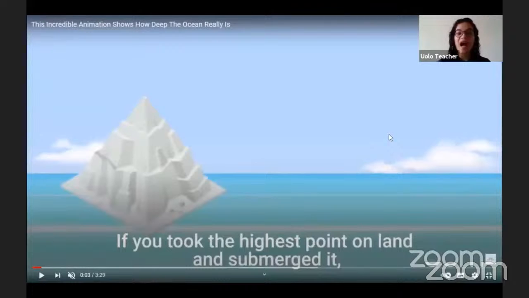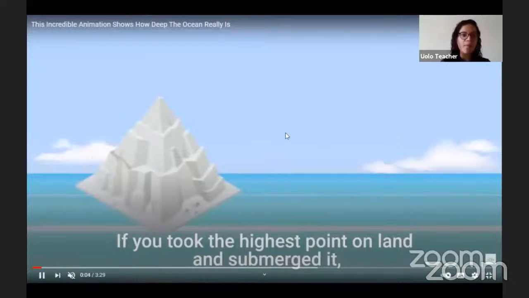So if we take the highest point on land and submerge it in water, in the ocean, what do you mean by submerge? Put it deep inside the ocean. Like you take a water and you put, don't put your phone, okay? You put a pencil in it, and that's called submerging it. Okay, so if you take the highest point on land and submerge it in water, you will still have, you know, how much left?